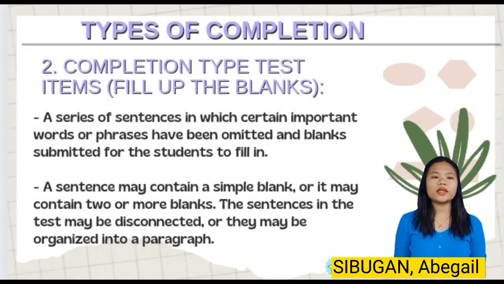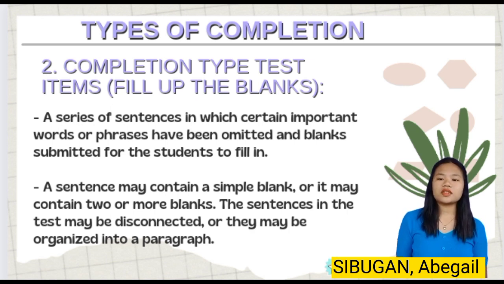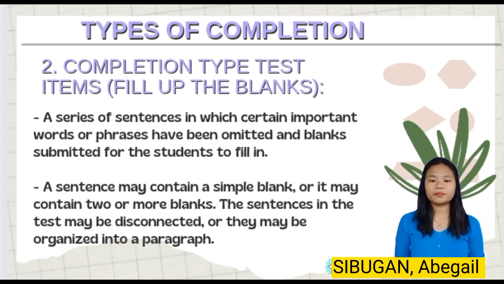Now, I will discuss the second type of completion, which is the completion type test items, fill in the blanks. This is a series of sentences in which certain important words or phrases have been omitted and blanks substituted for the students to fill in. Completion questions require a student to complete a statement that is missing one or more key elements like words, phrases, numbers, etc. Similar to matching type and true or false, completion questions are considered better for assessing lower levels of cognition and are best to check whether key facts have been memorized.